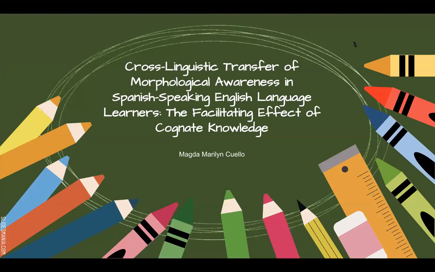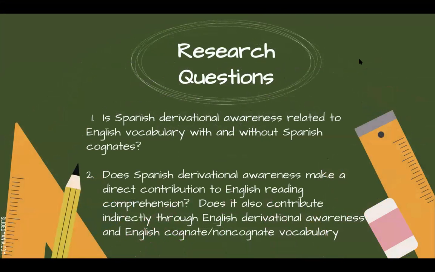My presentation is on cross-linguistic transfer of morphological awareness in Spanish-speaking English language learners: the facilitating effect of cognate knowledge. The research questions in this article were: one, is Spanish derivational awareness related to English vocabulary, with and without Spanish cognates? Number 2, does Spanish derivational awareness make a direct contribution to English reading comprehension? And does it also contribute indirectly through English derivational awareness and English cognate and non-cognate vocabulary?